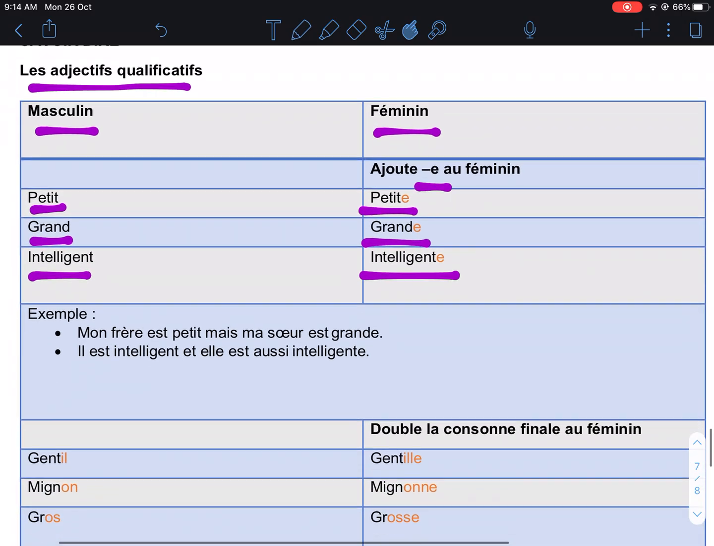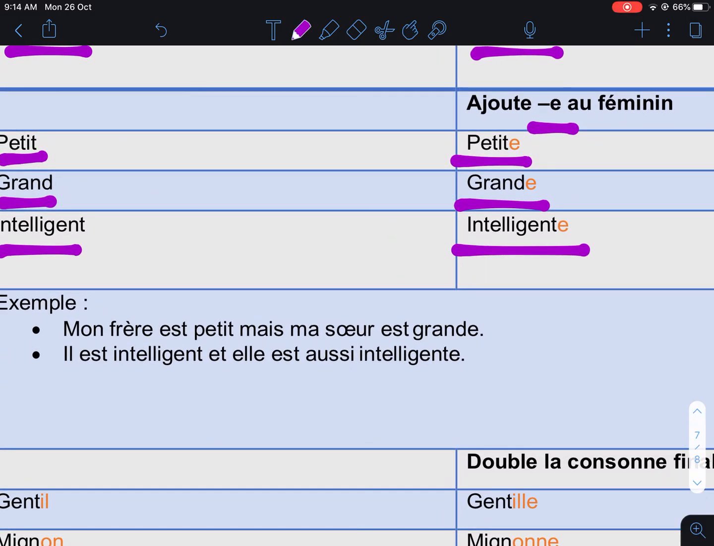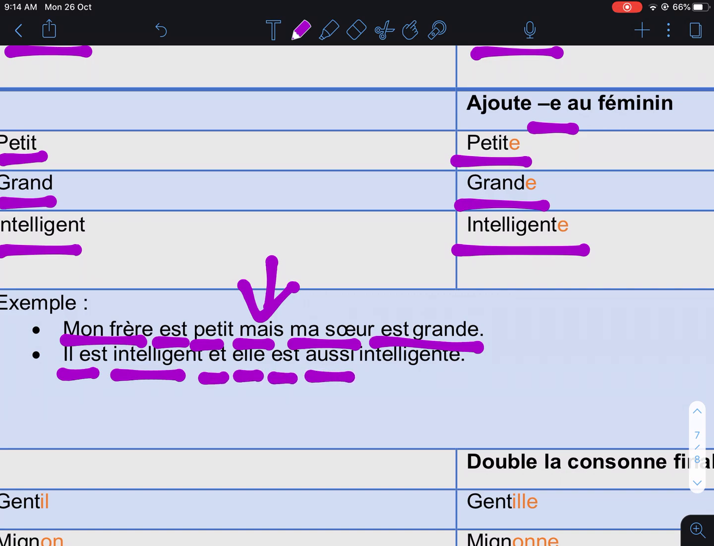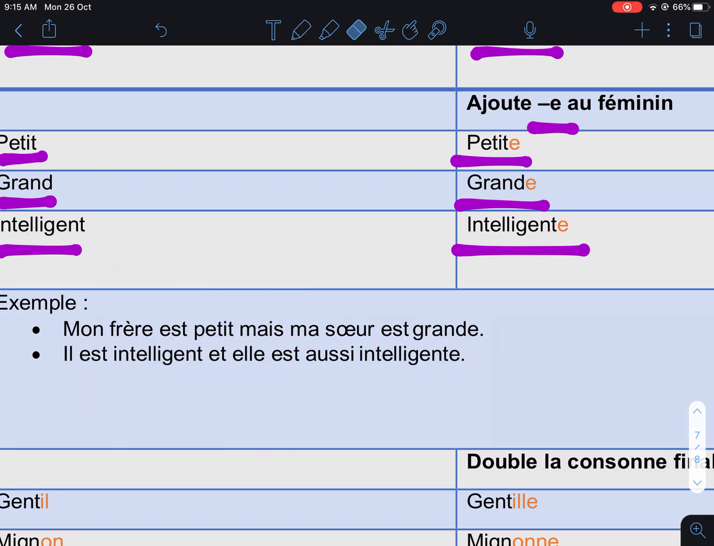So now I'm going to read the examples of the sentences here. You have it here. Now, mon frère est petit, mais ma sœur est grande. Mais here means but, tetapi. Okay, now. Il est intelligent et elle est aussi intelligente. Now, it means he is intelligent and she is also intelligent. Et here means and, dan, and aussi here means also. So here, my brother is small but my sister is big. He is intelligent and she is also intelligent. Now, please look carefully at how we use the adjective. Now, mon frère is a male form, so you use this kind of petit.